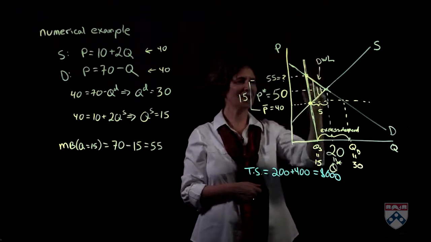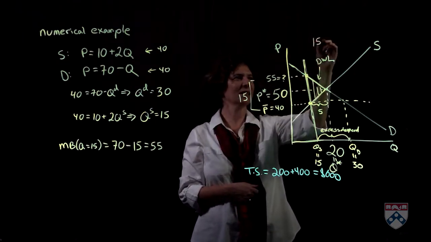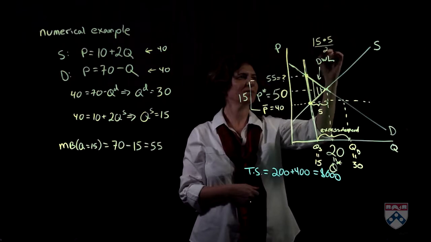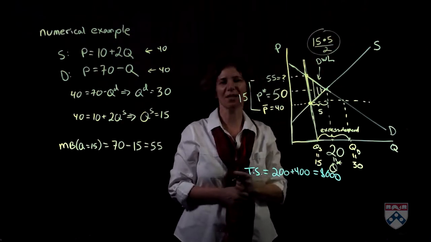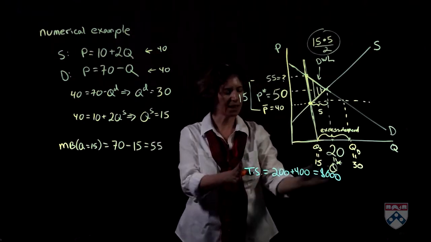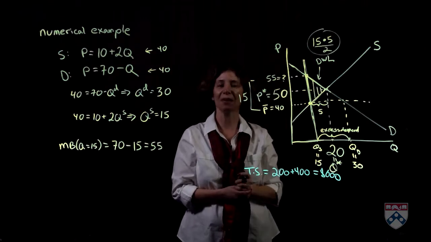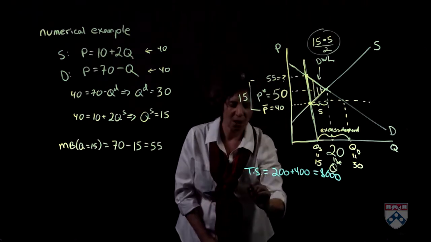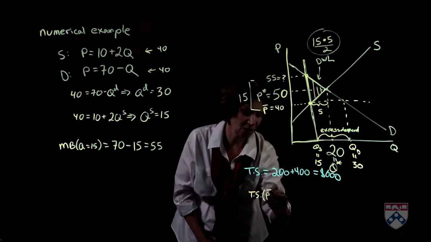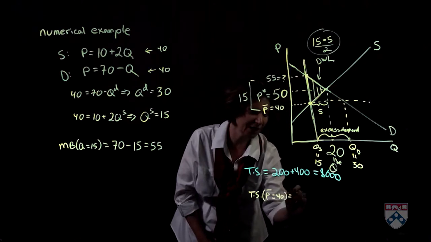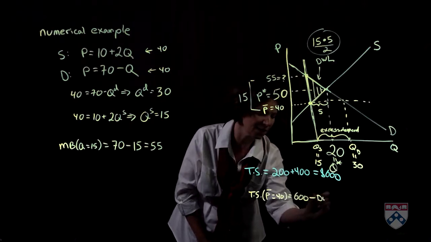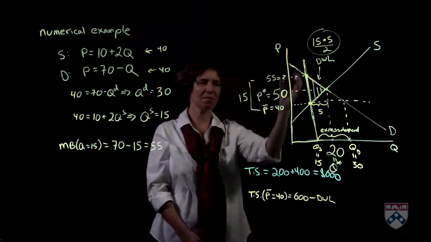Again, a deadweight loss is the height, so that's 15 times the base, which is 5, divided by 2. And that in dollars is equal to our deadweight loss. What is the meaning of the deadweight loss? We calculated total surplus at the equilibrium, and we found that it's equal to $600. We can compare that to the total surplus at the price ceiling of $40. And what we will find is that it's equal to the original $600 minus our deadweight loss. Okay, so that's the meaning of the deadweight loss.